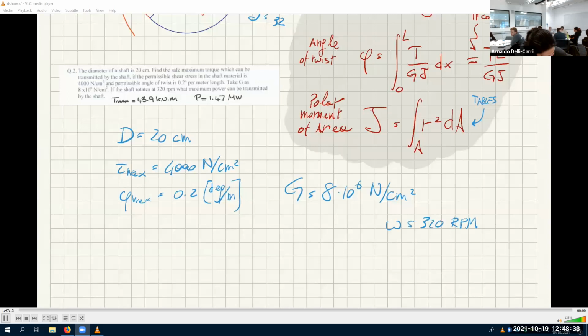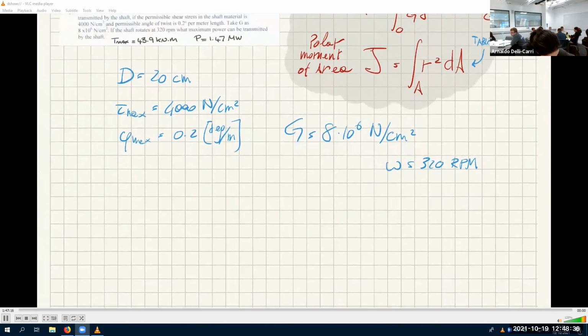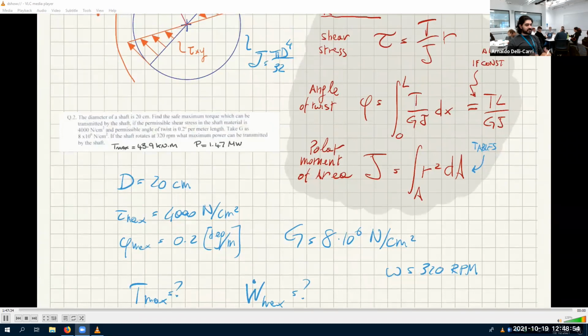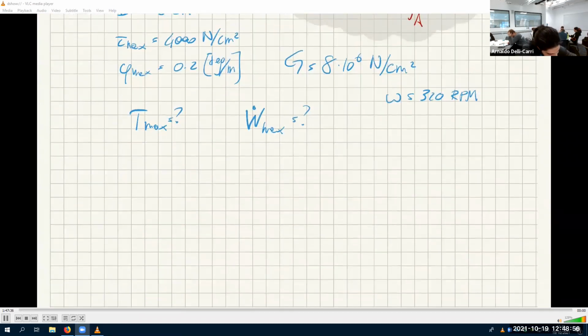what is the maximum power? So we want to find the torque, T max, and power max. Let's call this rate of power W dot max. This is what we want to find. Well, we have all the information we need. We know that tau is T over J times R, where R is the distance from the center.